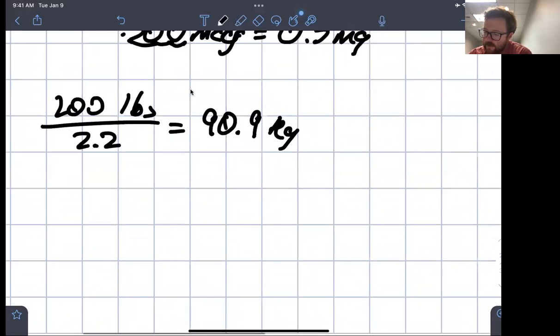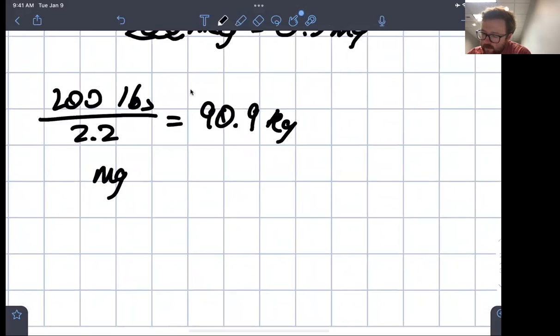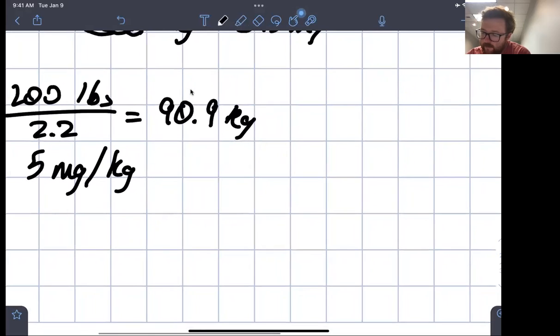Okay, and when it says milligram, so let's do 1 milligram per mil. I'm sorry, no. Let's do 5 milligrams per kilogram. That means every kilogram they weigh, they will get 5 milligrams.